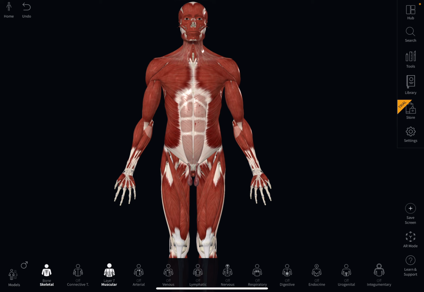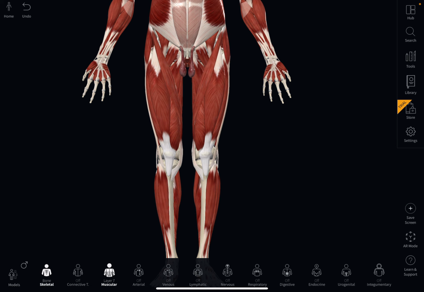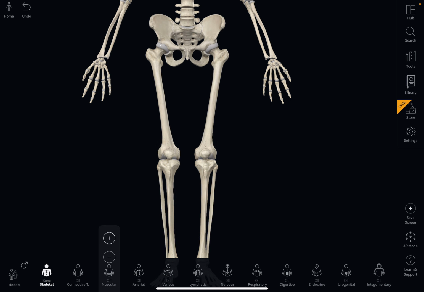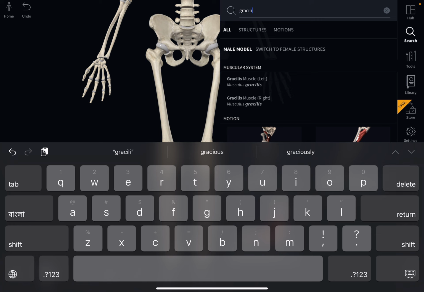In the last class we talked about the muscles of the anterior compartment of the thigh, and today we're going to learn about the muscles of the medial compartment of the thigh. The first muscle we're going to learn about is the adductor longus.